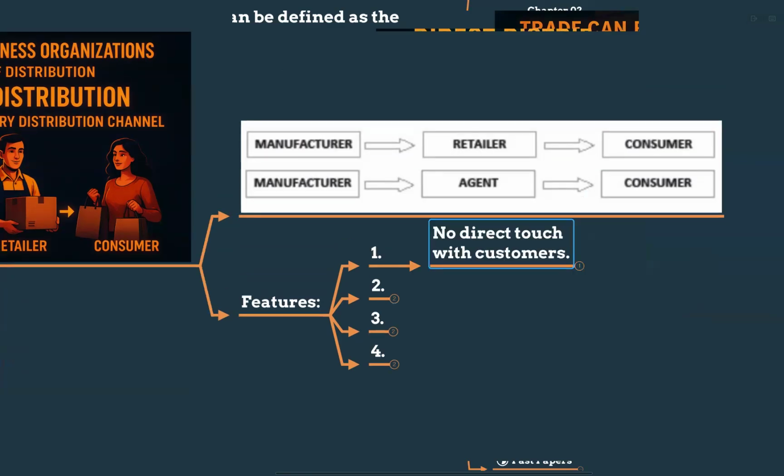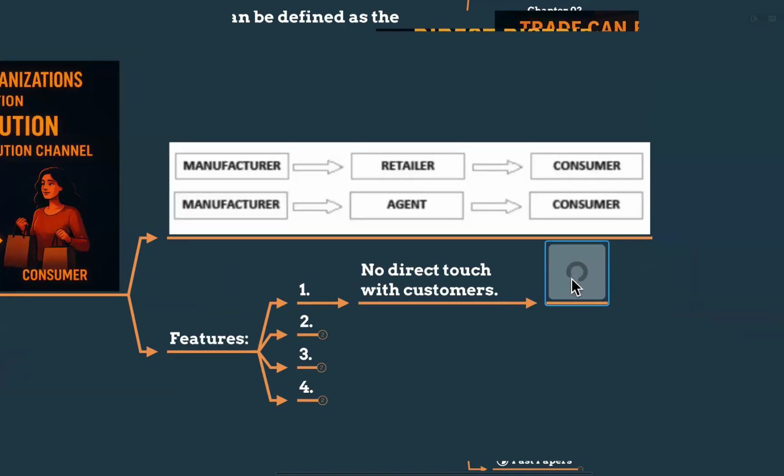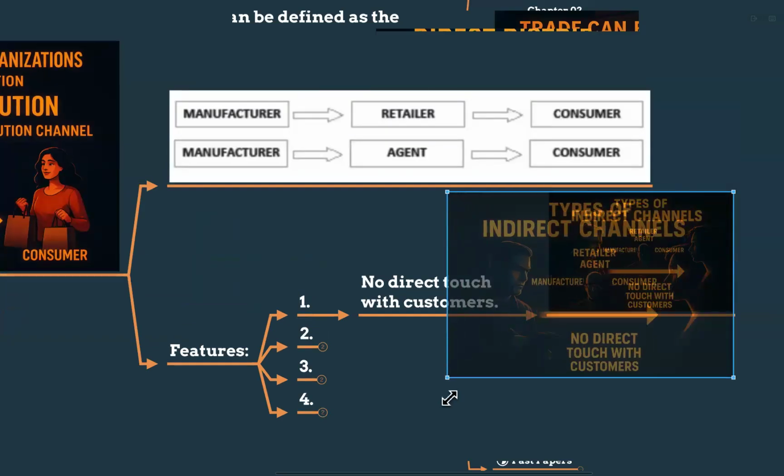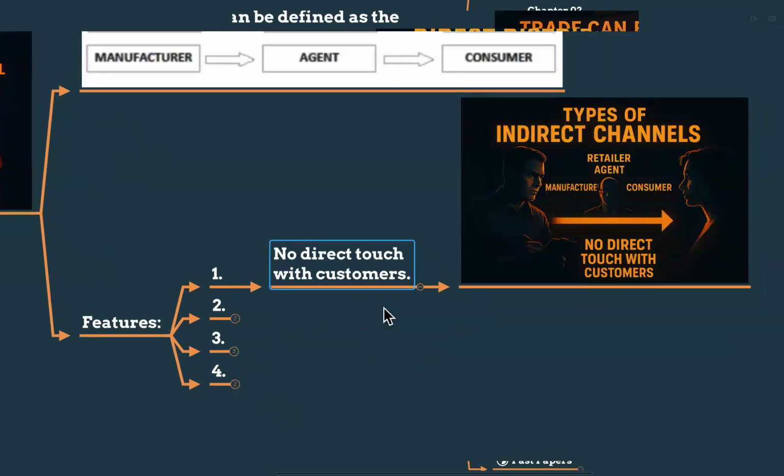So what are the features of this single intermediary distribution channel? The first one is no direct touch with customers. Even though there is only one middleman, there is no direct touch with the customers, right? Manufacturers don't have direct touch with the customers. The retailer or agent, they are in touch, right?